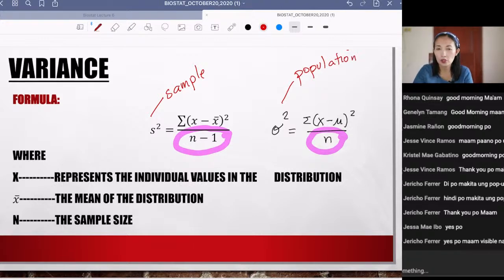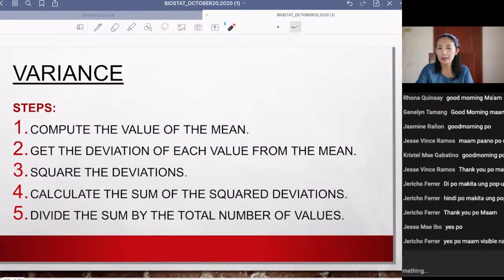Population versus sample. Where x is the individual value in the distribution, x bar or mu, depending upon whether the given is population data or sample data, is the mean of the distribution. So either sample mean or population mean, and n is the sample size. Okay, let's look into the steps.